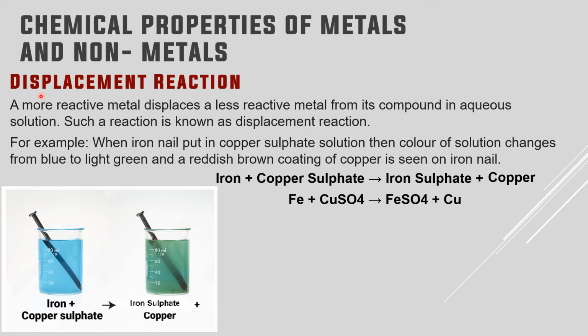That is called displacement. This iron displaces copper and comes to this place. That is iron sulfate. Then copper is released, so that copper is deposited on this iron nail. When we scratch that part, we will get copper only.